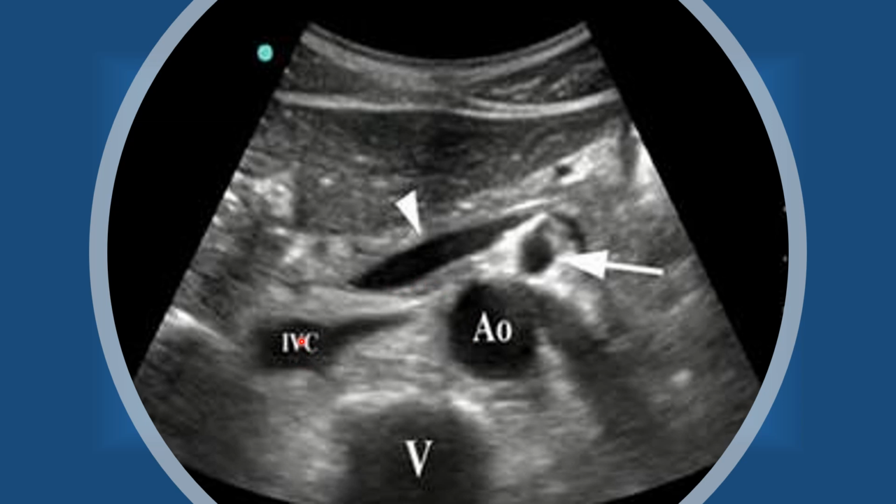Down here we got the IVC. We can see a little bit of that left renal vein right here. And then we got the aorta right here. And this one here is your SMA.